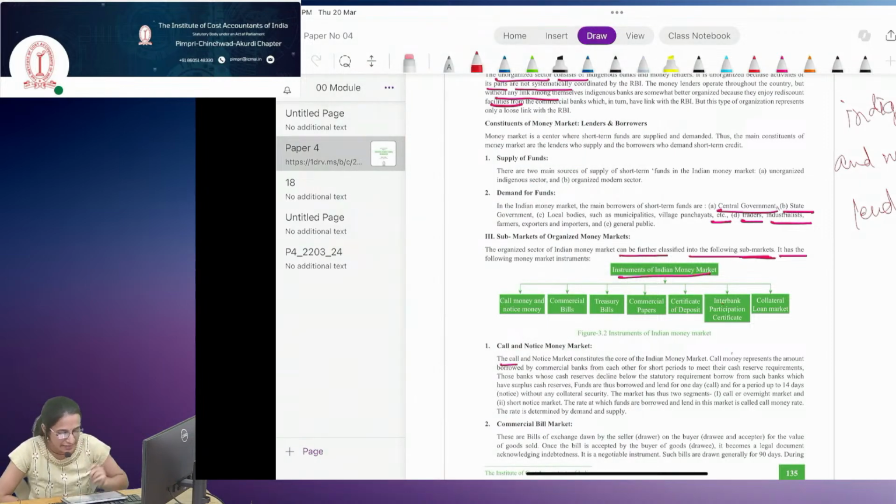Okay, so what they are saying, the organized sector of Indian money market is further classified into sub-markets.